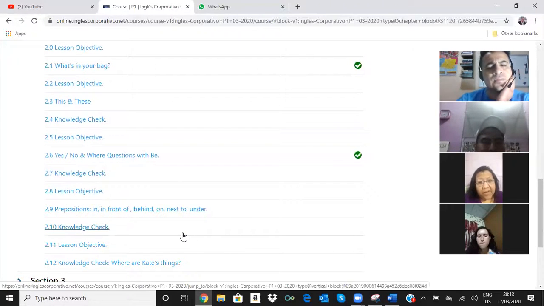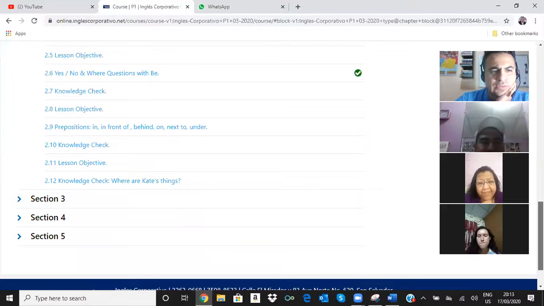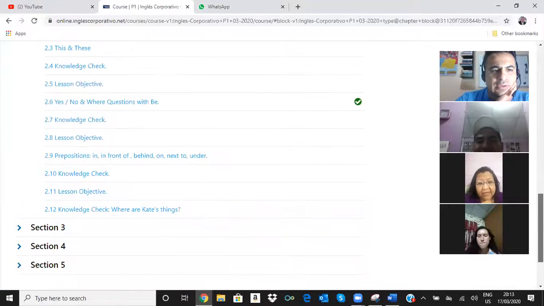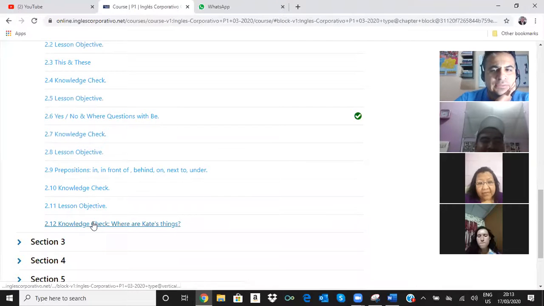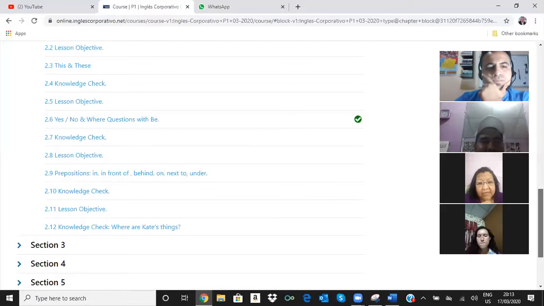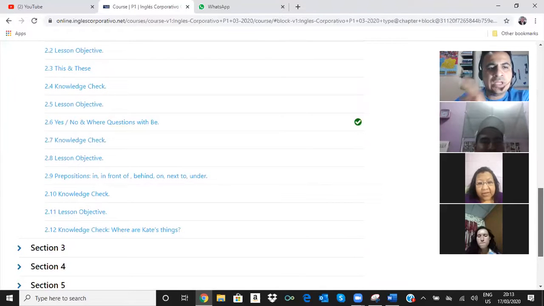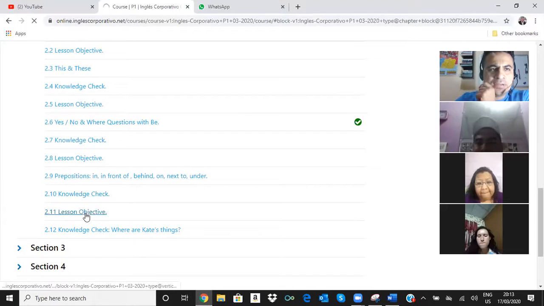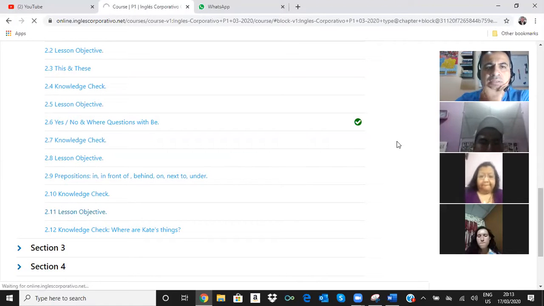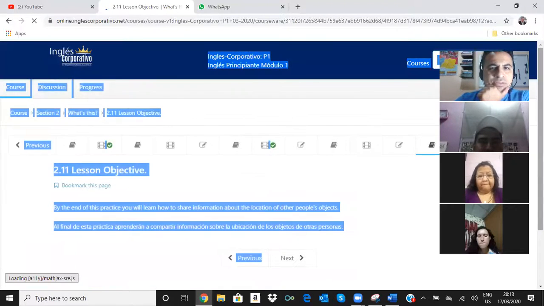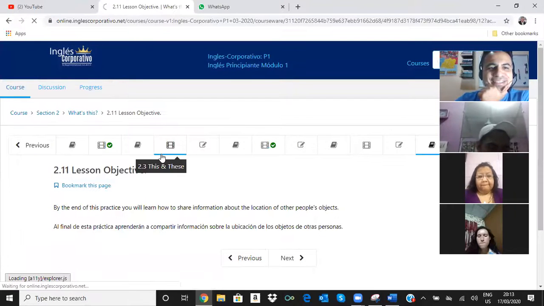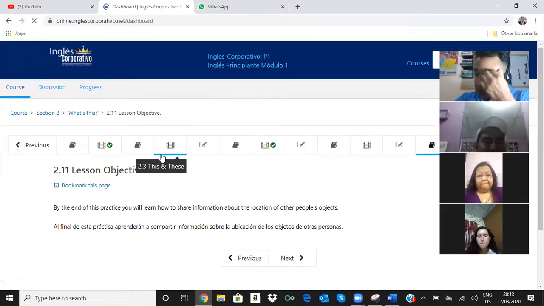No, 2.9, creo. Sí, es más adelante. Ah, 2.13. Sería el 2.12, o 2.11 sería. Ok, vamos a tomar la de William. William, ¿dónde estás? ¿2.11? 2.11, teacher. Ah, pero 2.11 solamente es el objetivo de la lección. Ahí creo que solo tienes que leer. Entonces, teacher, creo que está mal. Usted está en otro. Ah, perdón. Gracias. Perdón, estoy en la clase anterior.